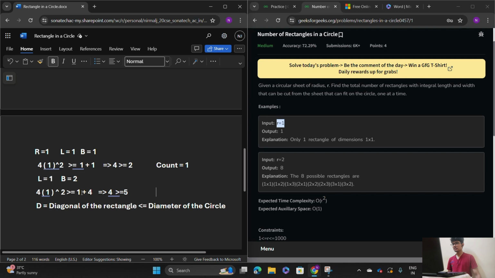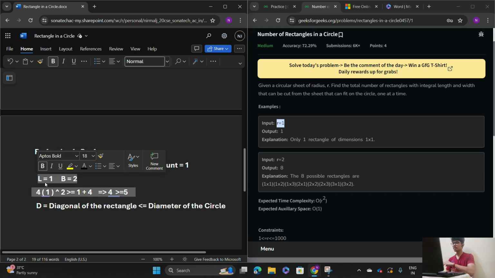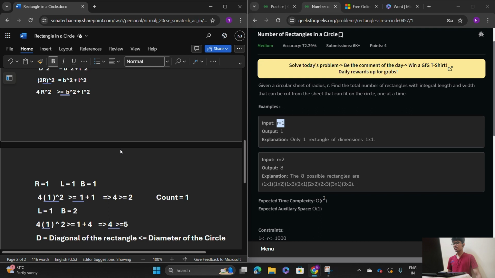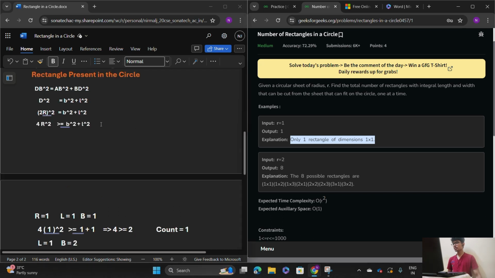So in that case, my loop or my iteration part will get terminated. It will not count anything else. So in this case, directly we can say that when radius equal to 1, only one rectangle of dimension 1 into 1 can be formed. Okay, so this is how the problem is approached, and let me solve it using only this equation. This equation is going to be utilized in my program, and let me see how it works.